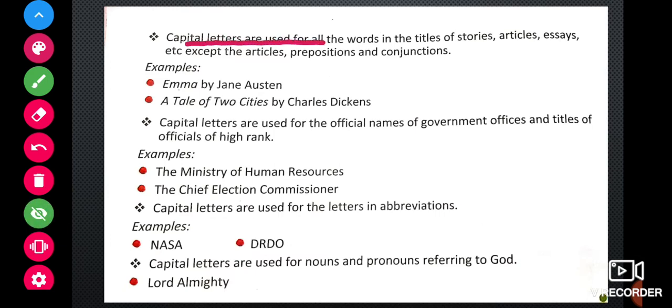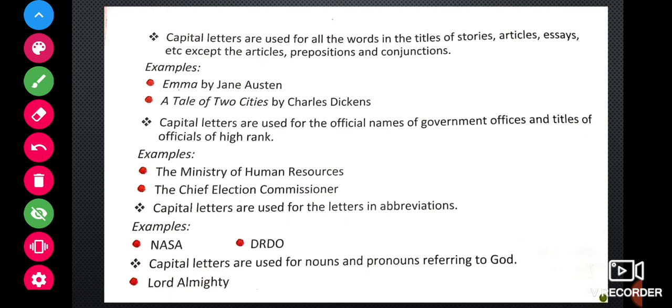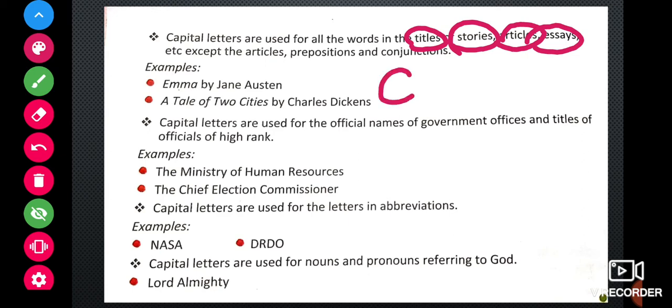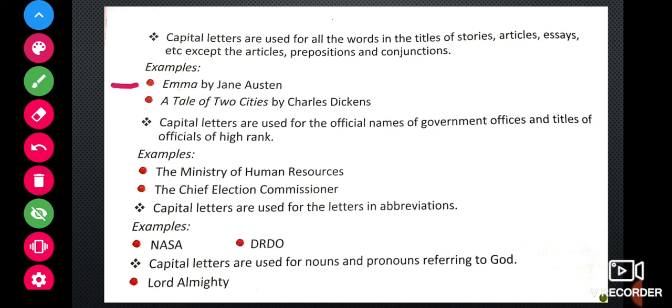Capital letters are used for all the words in the titles of stories, articles, essays, etc., except the articles, prepositions, and conjunctions. Now, this means whenever we are referring to the title of stories or articles or essays, in that case, every word of the title will be capital. Every word will start with a capital letter except article or preposition or conjunction.